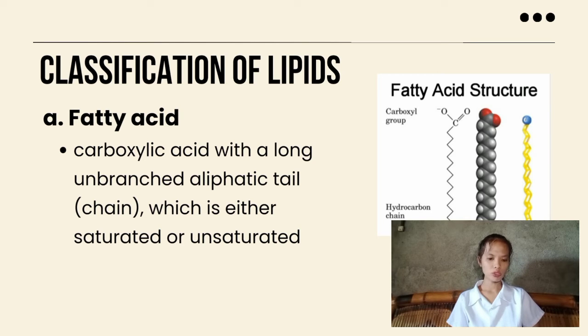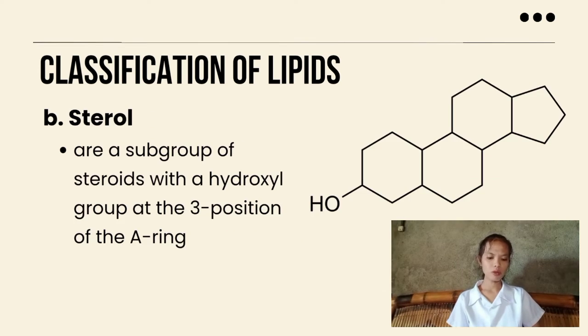As the picture showed, there is a carboxyl group and a hydrocarbon chain. This picture shows the fatty acid structure. The next one is the sterol, a subgroup of steroids with a hydroxyl group at the three position of a ring. They are essential components of the cell membrane, where in conjunction with phospholipids they confer rigidity.